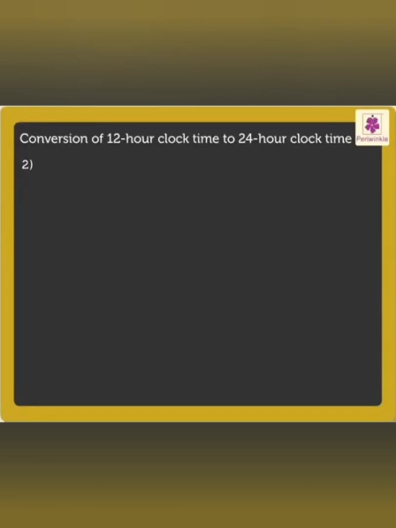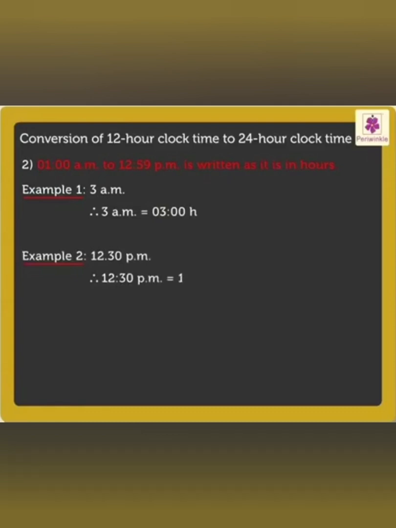2. The time from 1 am to 12:59 pm is written as it is in hours. For example, change the time 3 am to the 24-hour clock time. It will be written as 03:00H. It is read as 300 hours. 12:30 pm is equal to 1230 hours.